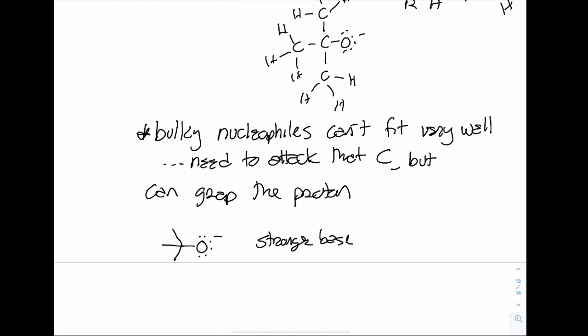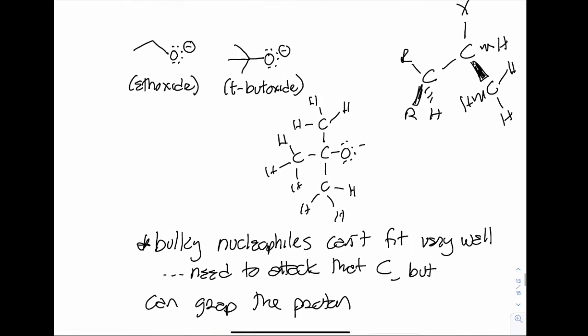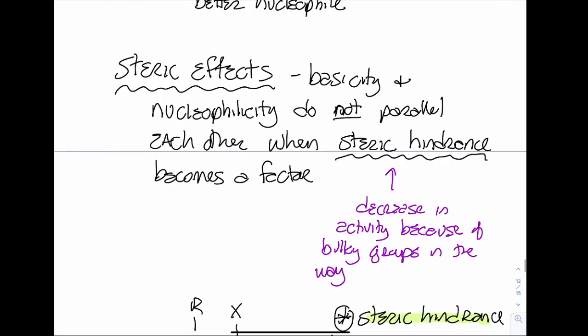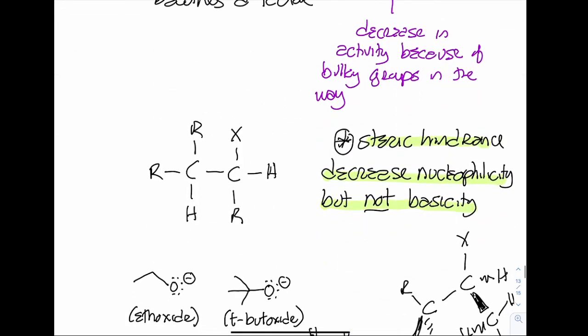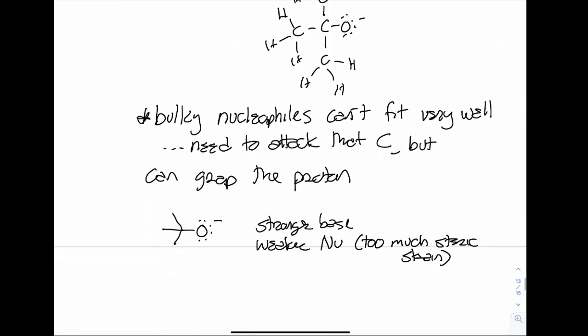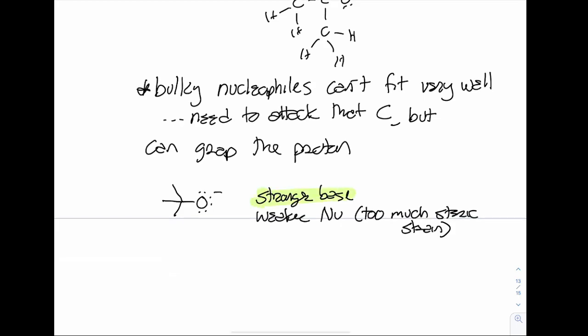Stronger base, weaker nucleophile, right? Too much steric strain, right? It's sterically hindered. It doesn't fit. My proton is hanging off the end, so we can still go grab that. So one of the factors where nucleophilicity does not parallel basicity is if I have steric factors, right? If it can't fit into that carbon, it can still grab the proton that's hanging off the end. So bulky nucleophiles that can't fit in there very well, right? But they can still grab that proton. So stronger base, but weaker nucleophile. They're not paralleling each other anymore.